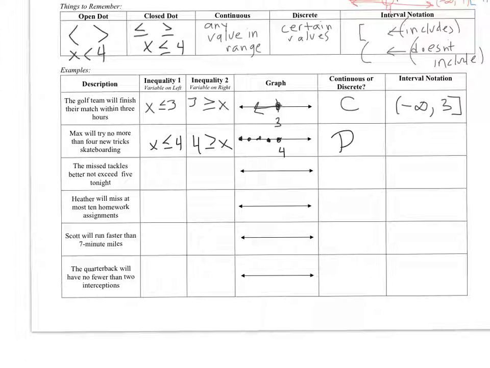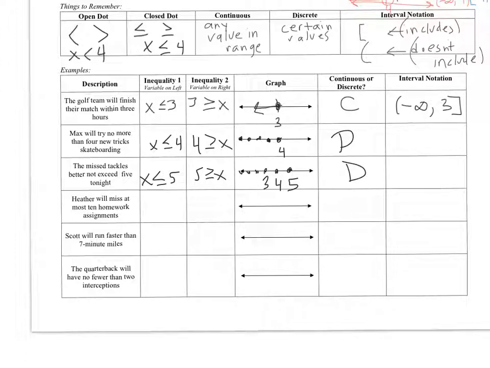And the missed tackles better not exceed. Not exceed. So exceed, it can't go past. So that's going to be another less than or equal to. So then before I graph it, I got to think if it's discrete or continuous. So discrete means certain values. So you got to think about, can you have part of a tackle? So can you have 1.375 tackles? Can you have 2.782 tackles? Because it has to be everything in between. You can't. So it's discrete. So I'm going to use dots. 2, 1, 0.